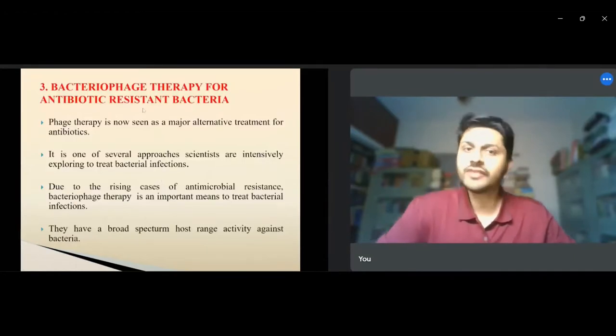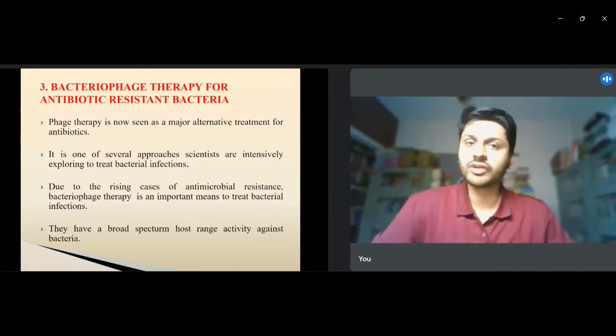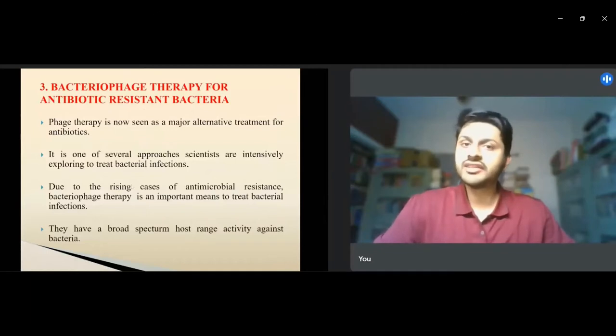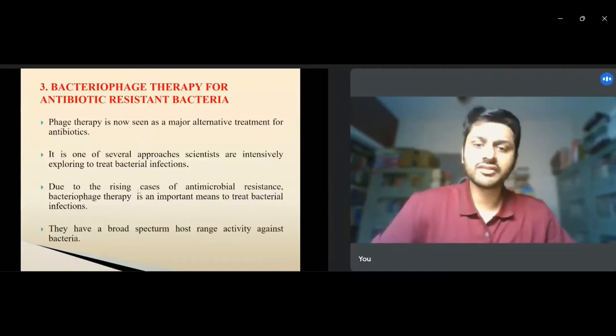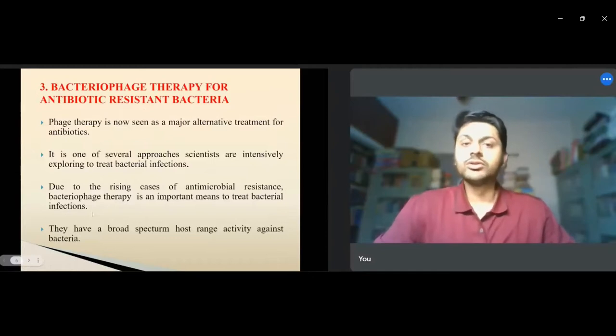So, bacteriophage therapy. This bacteriophage therapy is now seen as a major alternative strategy for treating antibiotic resistant bacteria. It is one of the several approaches which scientists are intensively exploring to treat such bacterial infections. Due to the rising cases of antimicrobial resistance, bacteriophage therapy is now considered an important tool for treating these bacterial infections. Bacteriophages have a broad spectrum host range activity against their target bacteria.